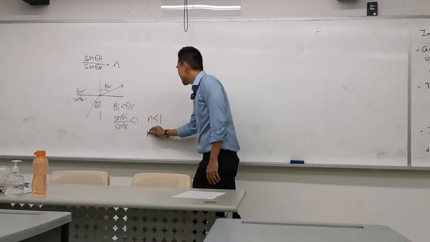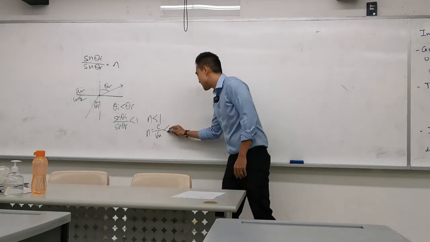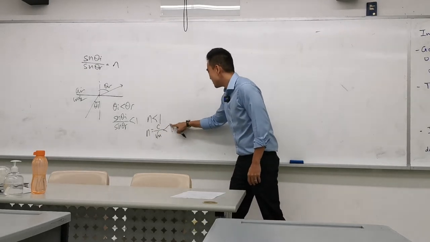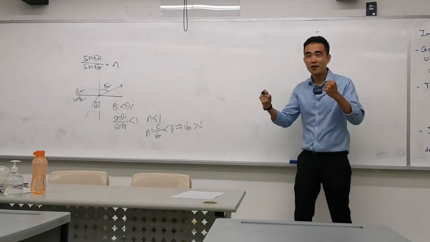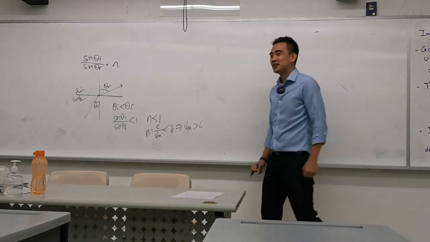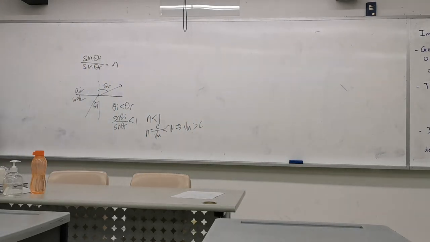And since n is equal to c upon the speed of light in the medium, if this is smaller than 1, it means that your v_m is going to be bigger than the speed of light. Whoa, yeah. We've just defined the law. You know what just happened?